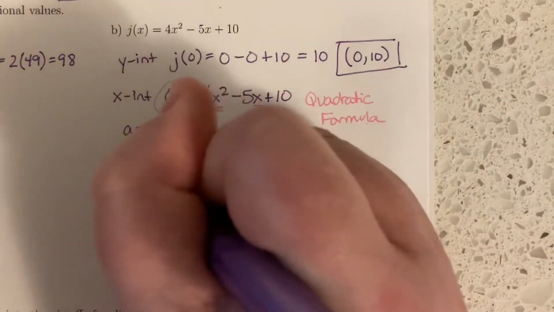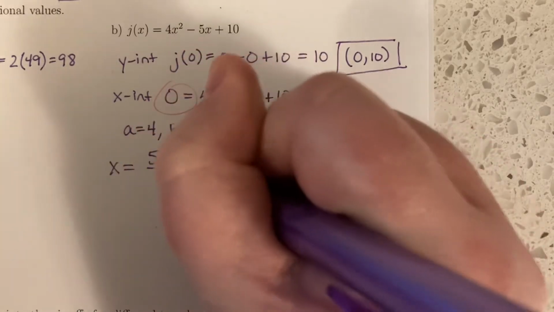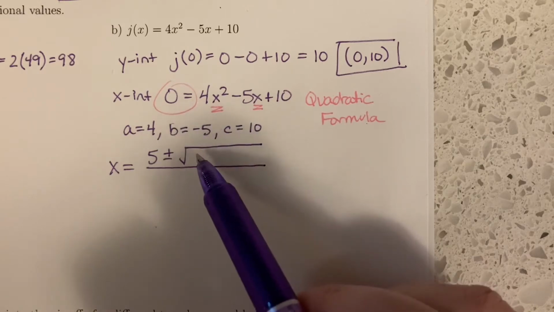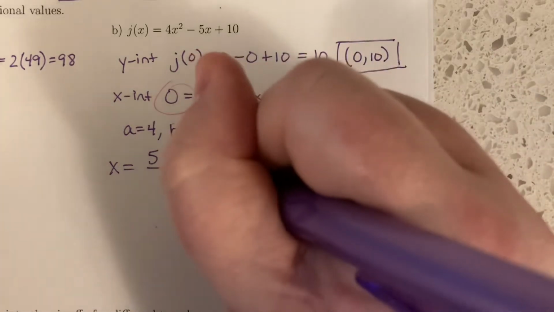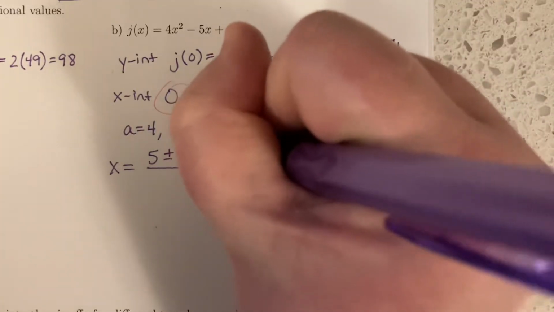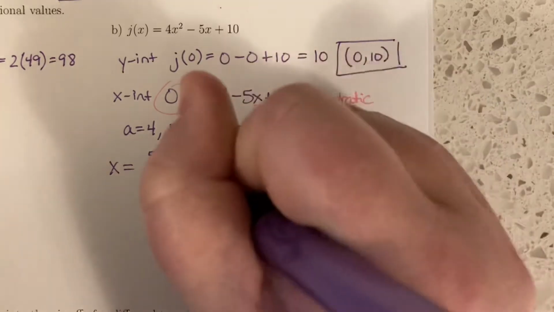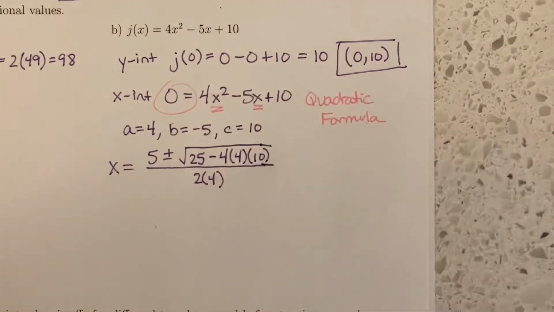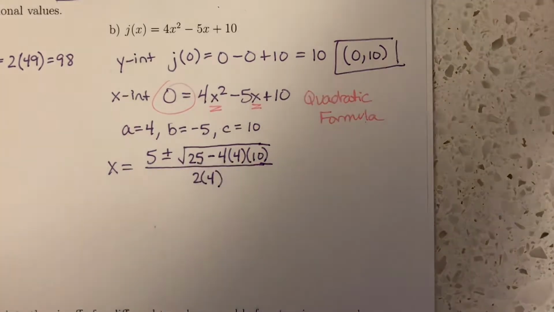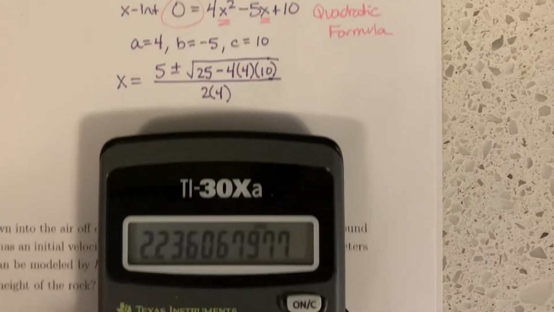So we got x equals the opposite of b, so that would be positive 5 plus or minus. And make sure when you square a negative for b squared, it becomes positive, please. I see way too many mistakes with that. So b squared minus 4 times a times c, all over 2 times a. All right, so now we're going to do what's inside the square root first. And we can just use a calculator if we want.